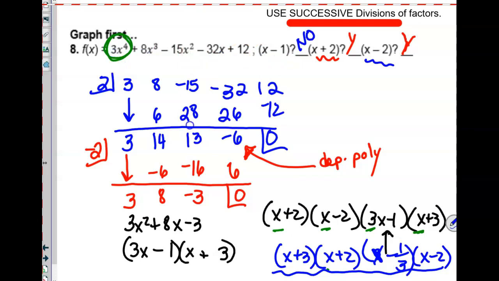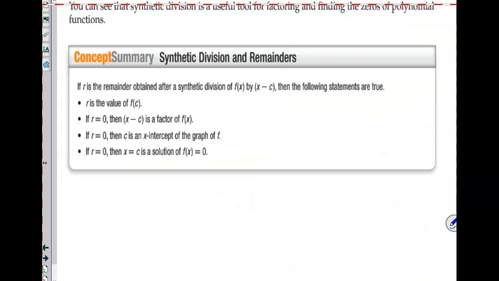And you can leave it like that, but you have to put the 3 back out there somewhere, okay? That's the struggle for students, is the leading coefficient still has to be the 3. So what we did, I would have written it 3x minus 1, but.